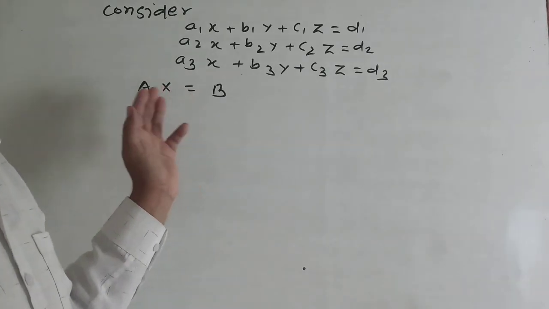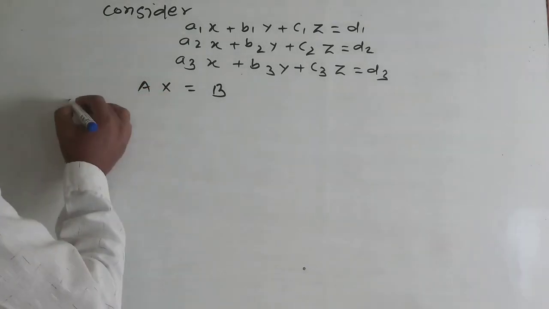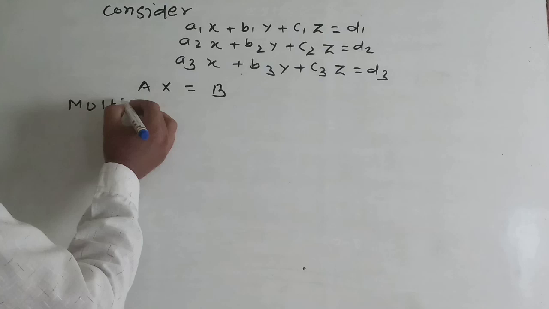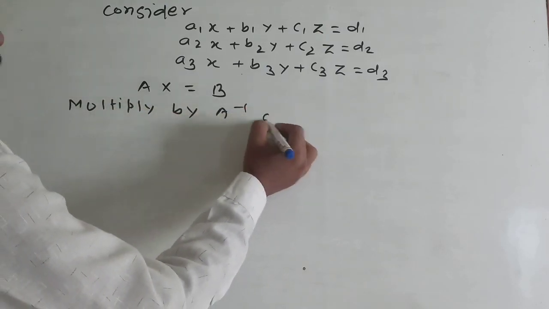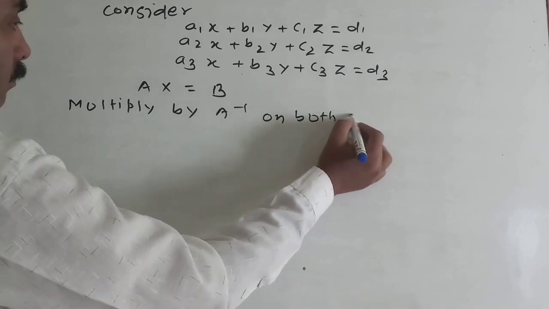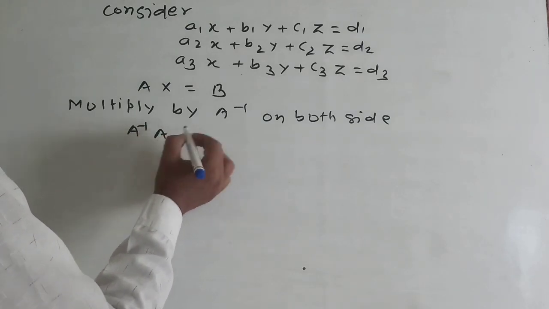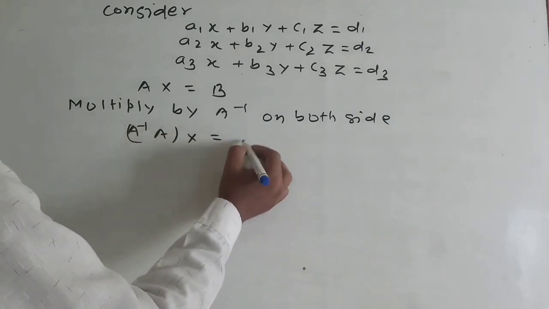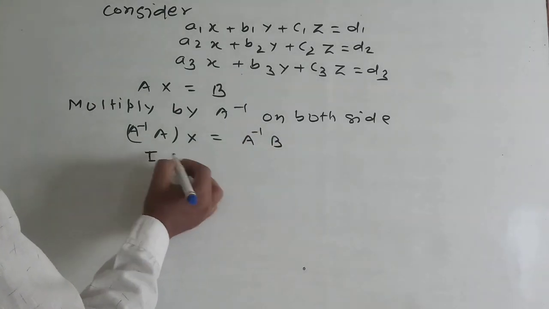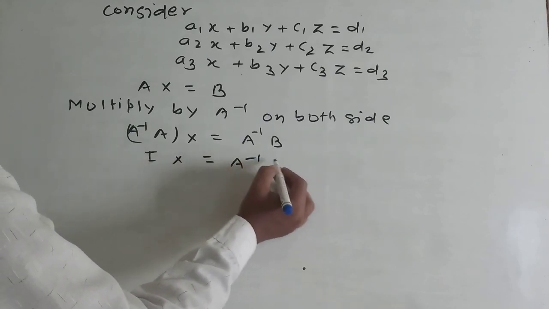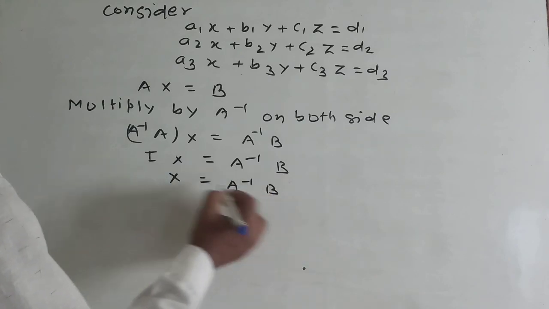ये matrix equation जो बन रही है Ax is equal to B, हम इसको किस तरह से solve करेंगे? इसको solve करने के लिए आप दोनों तरफ LHS और RHS दोनों side A inverse से multiply कर दीजिए. Multiply by A inverse on both sides. Then A inverse A into X is equal to A inverse B. This is identity matrix, so identity into X, X is equal to A inverse B.